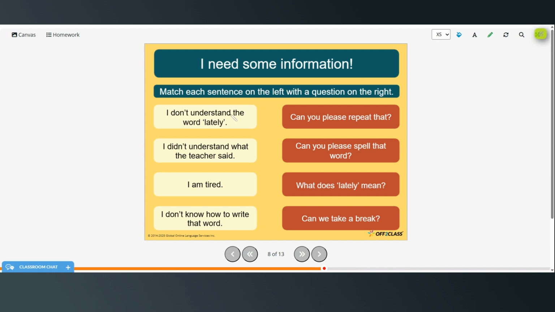So I don't understand the word lately, so you could ask, what does lately mean? I didn't understand what the teacher said, so then you might want to ask, can you please repeat that? I am tired. You might ask, can we take a break? And I don't know how to write that word. Can you please spell that word?